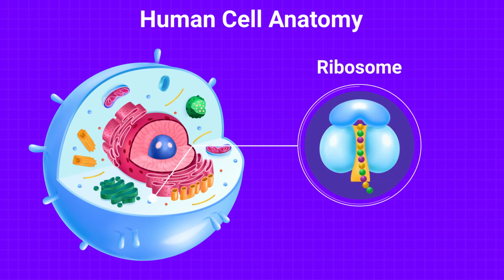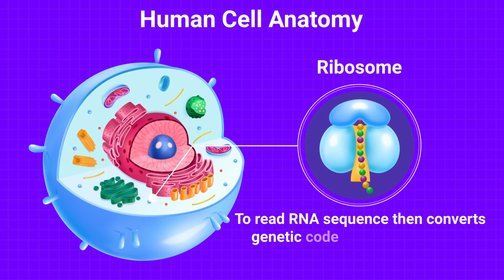Ribosome. The process of making proteins in a cell takes place at an intracellular structure called a ribosome, which is formed of both RNA and protein. The messenger RNA, mRNA, sequence is read by the ribosome, which then converts the genetic code into a specific string of amino acids that develop into extended chains and fold to create proteins.